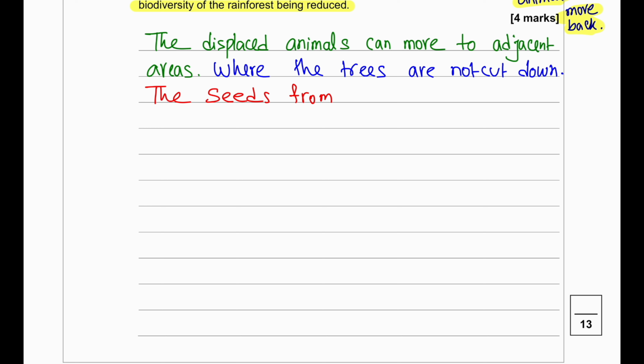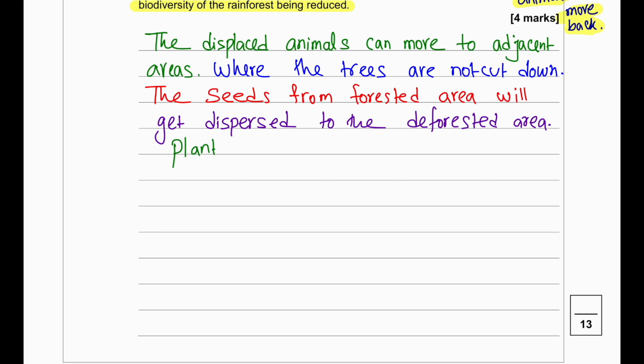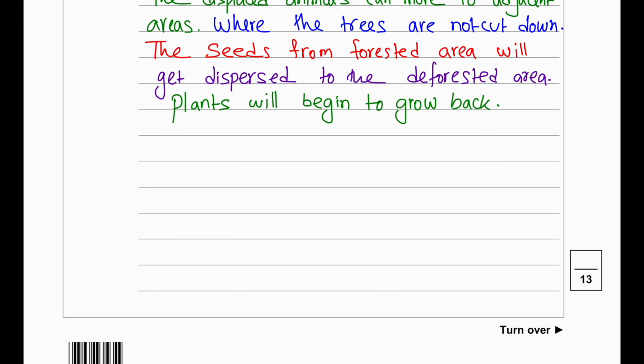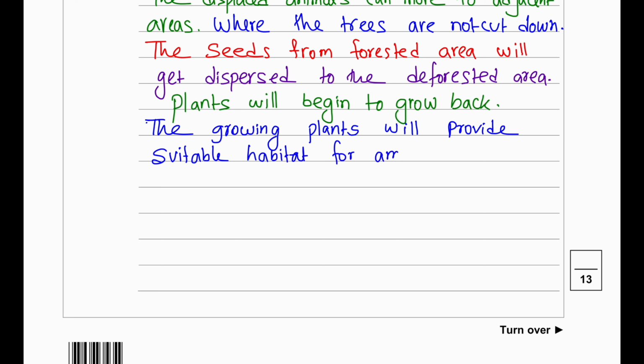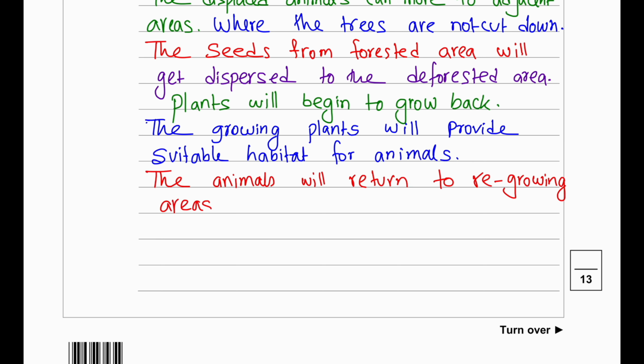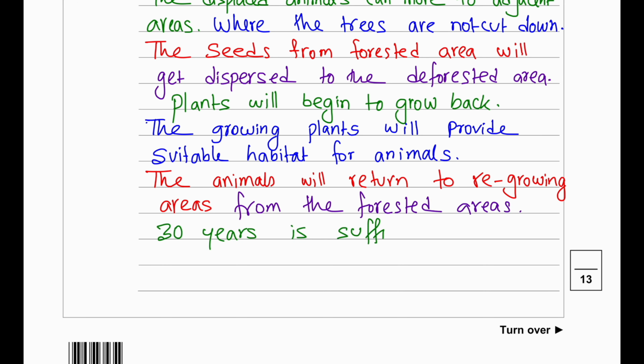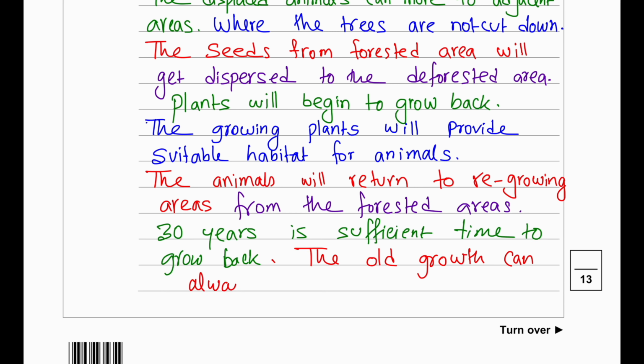Over the course of time, seeds return to the deforested area from the forested areas nearby, or from the old growth. Then the trees will begin to grow back and provide food and shelter, which will provide suitable habitat for the animals, so the animals can return to the regrowing area from the other forested areas. 30 years is a sufficient time for the regeneration, and the old growth area will always act as a source of recolonizing organisms. Now, we will only need 4 to 5 points to get this particular answer, but must be in a logical manner to get the full marks.